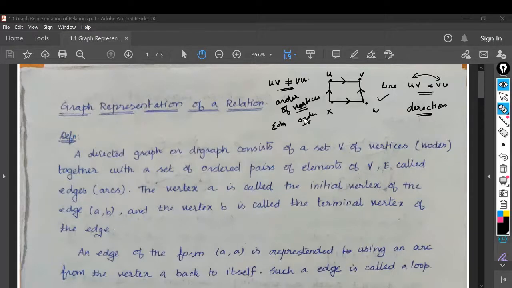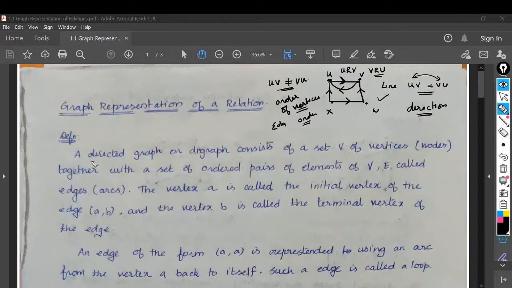Why does the ordered pair make sense? By means of this diagram I am going to represent the relation. If I draw an arc from u to v, it means that u is related to v. If I draw a line from v to u, it means that v is related to u. So the direction shows where the relation goes from and to. That is why the direction is very important, and that is why we take the help of a directed graph to represent our relation.